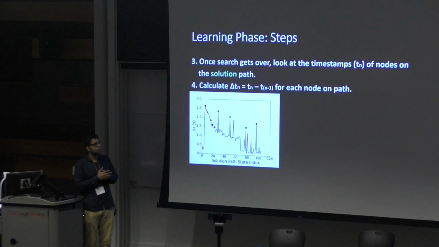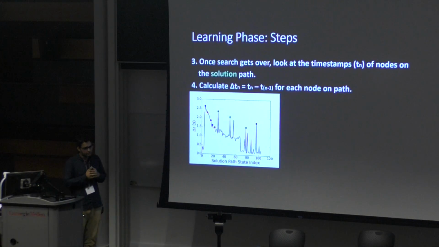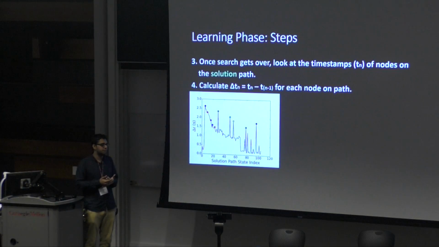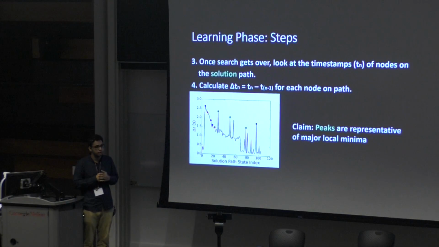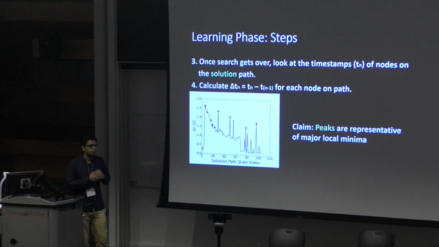Now we calculate the first difference of the timestamps. This essentially means you are trying to find out how much time a particular state took to be discovered after discovering the previous state on the solution. So the graph usually looks like this. A peak usually means that that particular state took much larger time to be discovered than both the preceding and the succeeding state. Our basic claim is that these peaks are representative of the local minima in the environment, essentially because these states take a disproportionate amount of time to be discovered, and we want to avoid these local minima so that we can speed up the search.